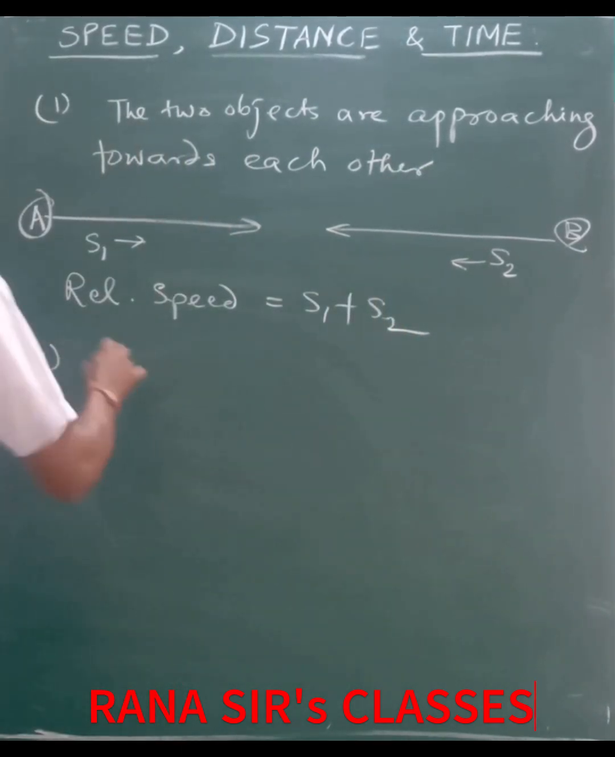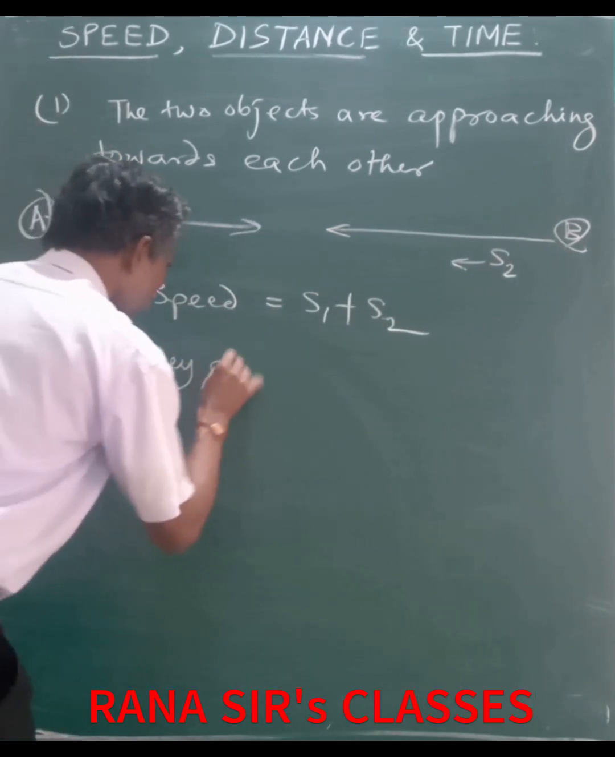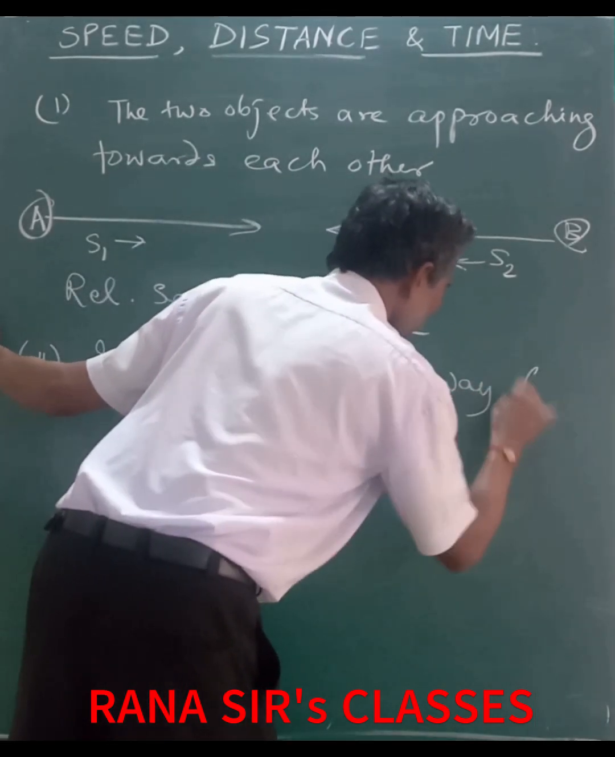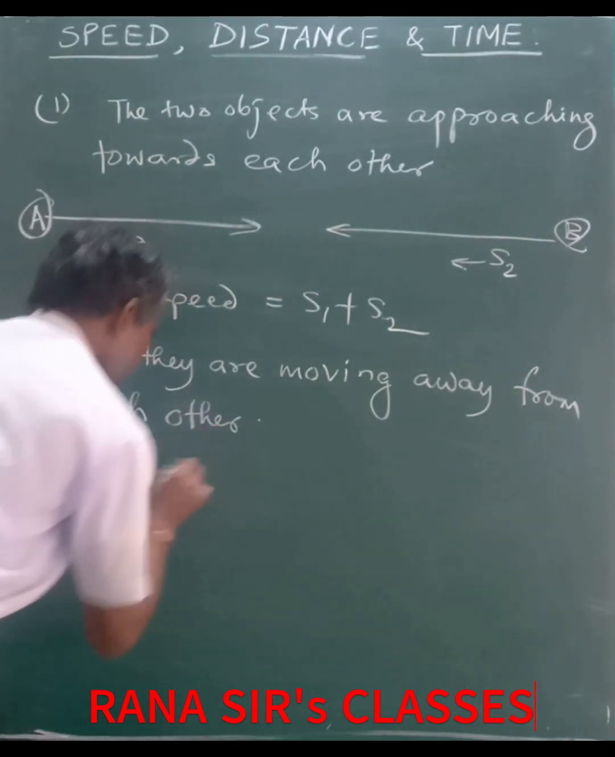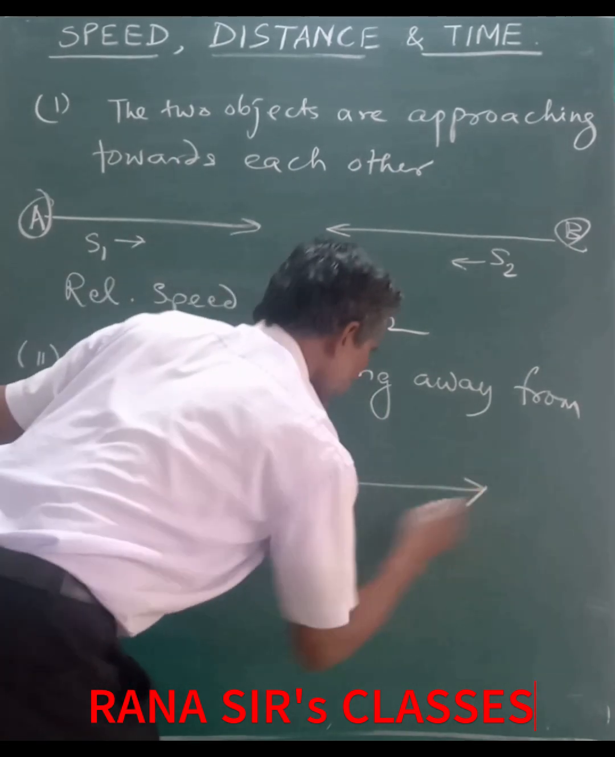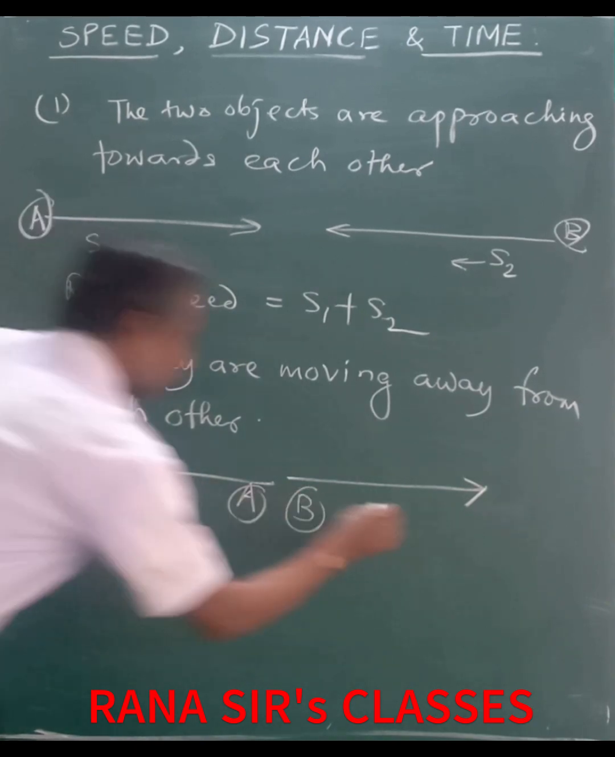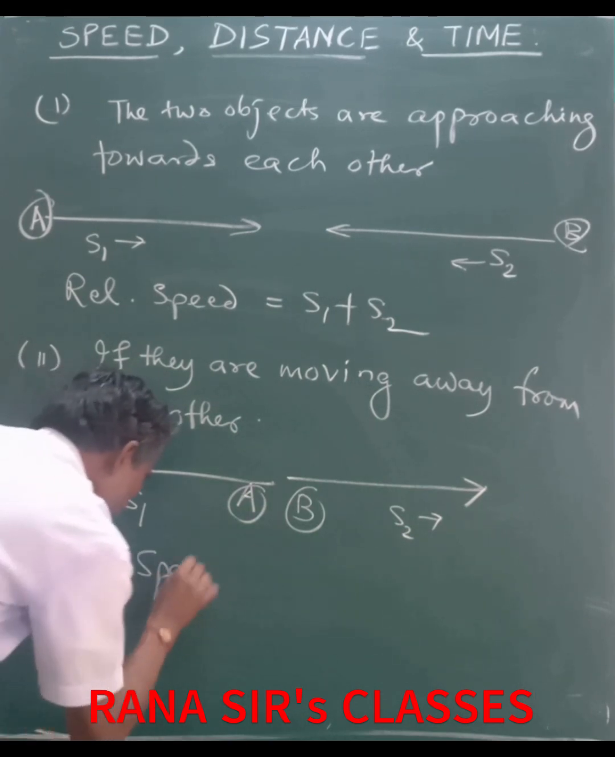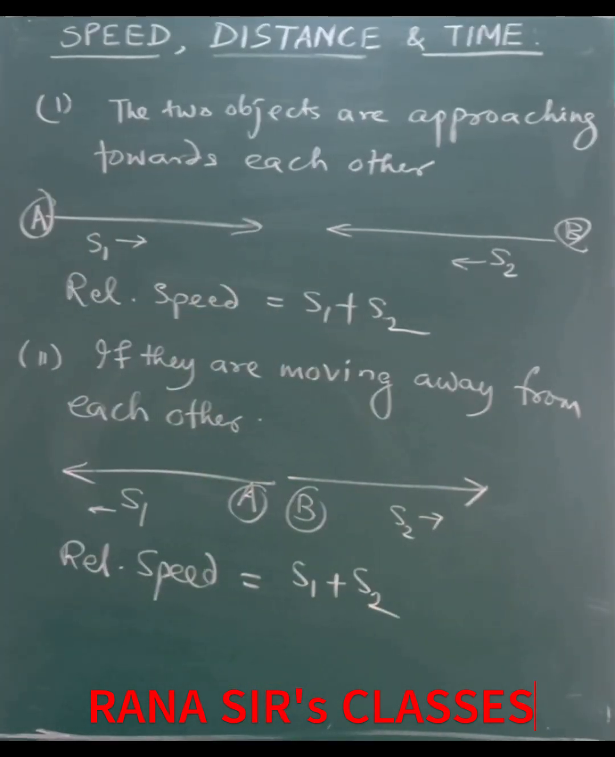Another situation, if they are departing from each other, if they are moving away from each other. Suppose this is A, this is B, this is speed 1, speed 2. Then the relative speed is S1 plus S2. These are two situations. Problems related to train.